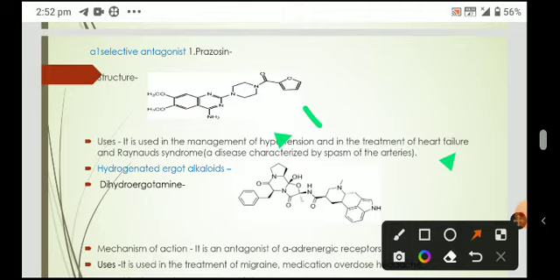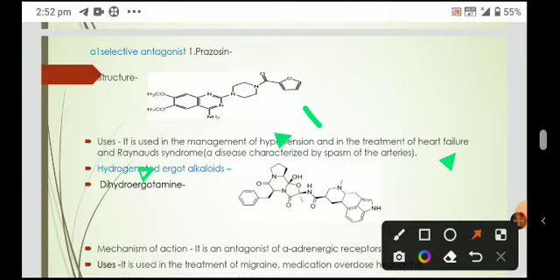It is used in the management of hypertension and heart failure. It is used in case of Raynaud's syndrome. So what is Raynaud's syndrome? It is a disease which is characterized by the spasm of the arteries. So when the spasm of the arteries happens, at that time Raynaud's disease is generated.